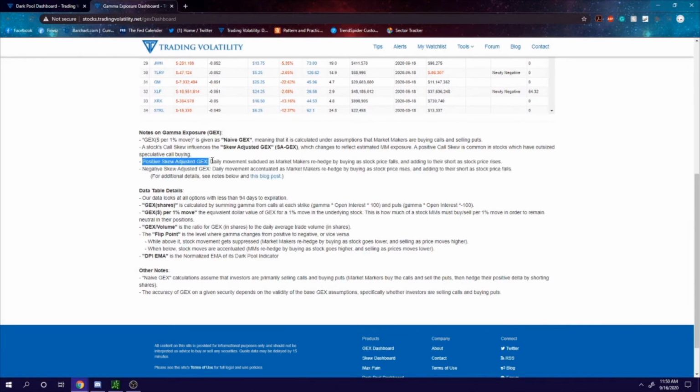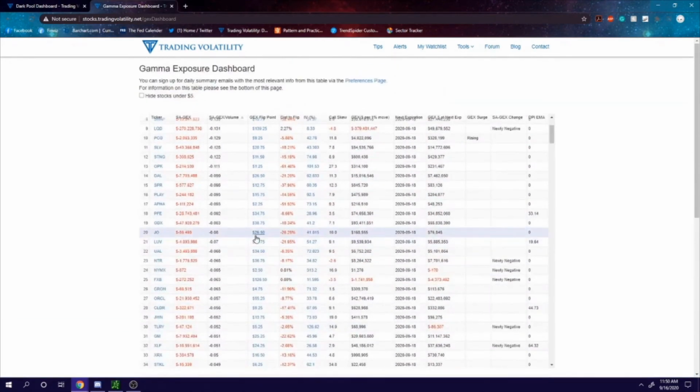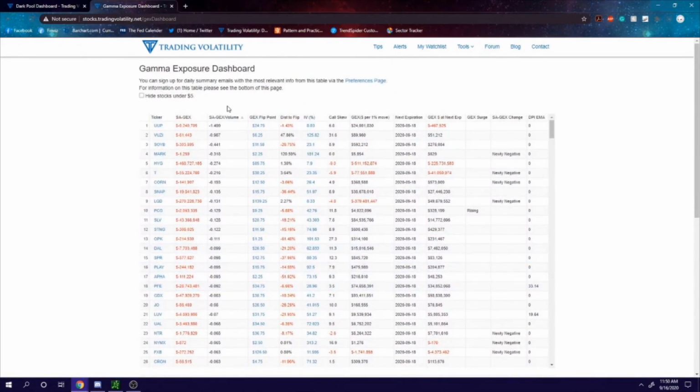Positive skew adjusted GEX: daily movement subdued as market makers rehedge by buying as stock falls and adding to shorts as stock price rises. So the moves are probably not going to be as volatile, whereas if you have a negative skew adjusted GEX: daily movement accentuated as market makers rehedge by buying as stock rises and adding to shorts as stock falls. So how do I use this data to find stocks to trade?